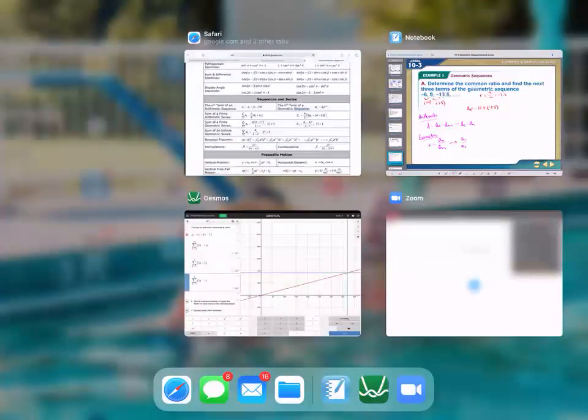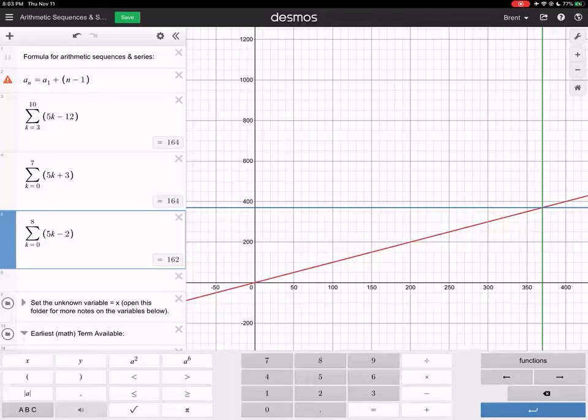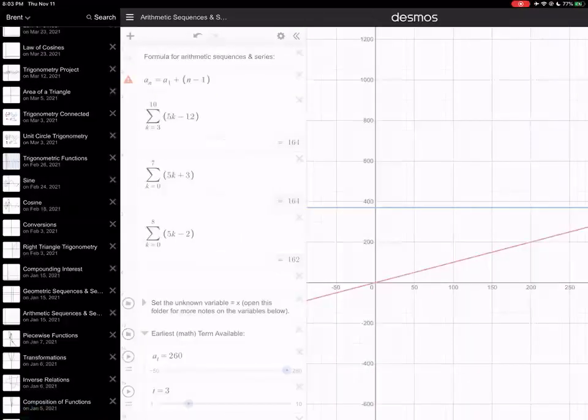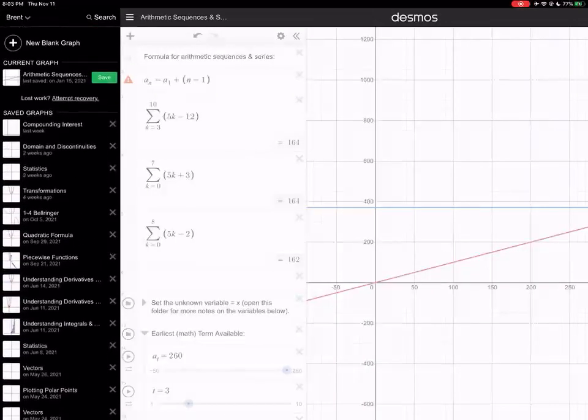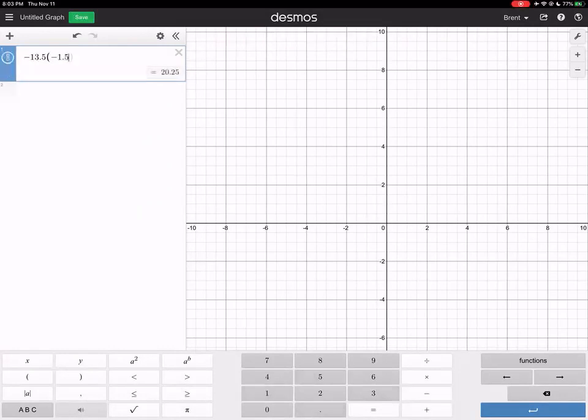And I'm going to go ahead and find out what these all 3 are in Desmos. So let me just get a blank graph here. New blank graph. There we go. So I have -13.5, and I'm multiplying that by -1.5. So that'd be my first term. And then I would take that term, 20.25, I'm sorry, and I'd multiply that by -1.5. That'd be the third term.